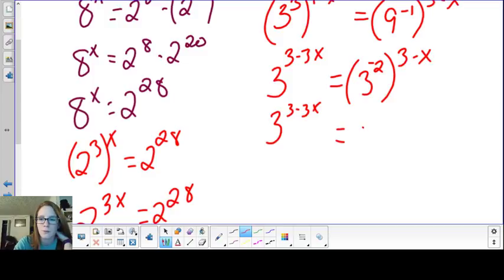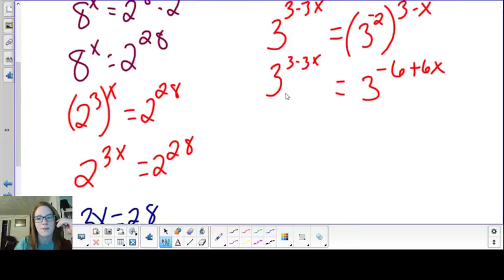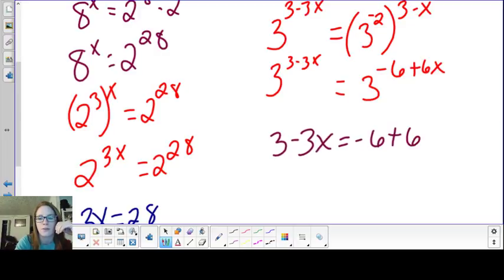Is equal to 3 to the negative 6 plus 6x. Hey, we're the same number now. So because they're the same, I can go ahead and say 3 minus 3x equals negative 6 plus 6x.